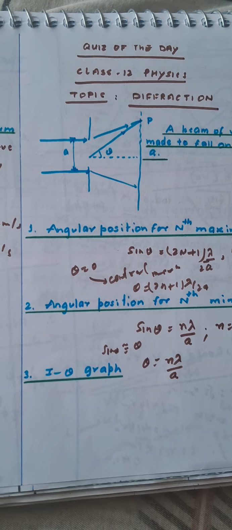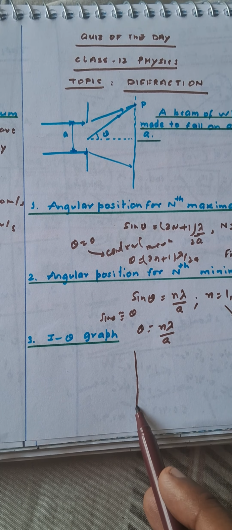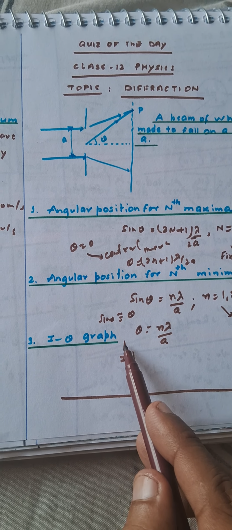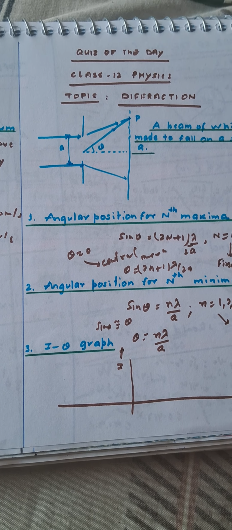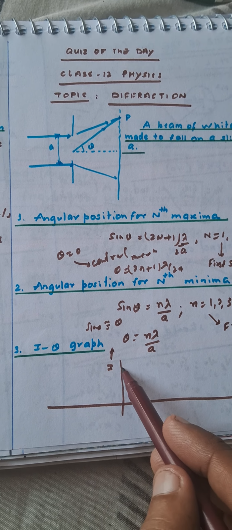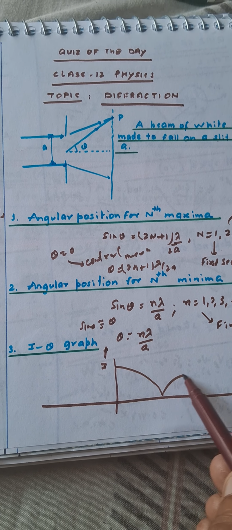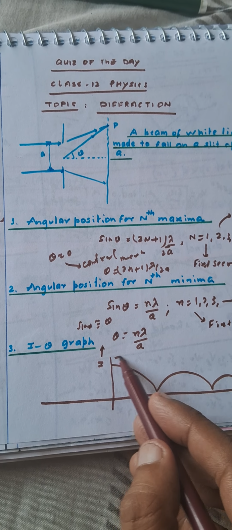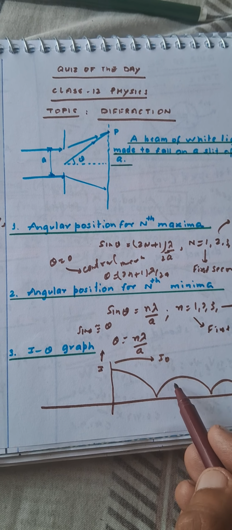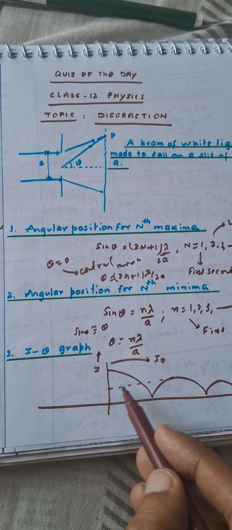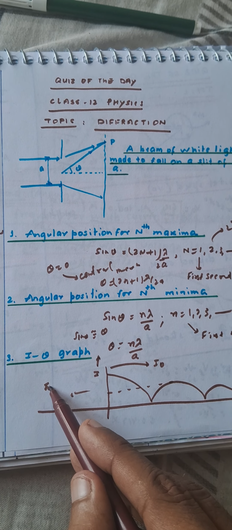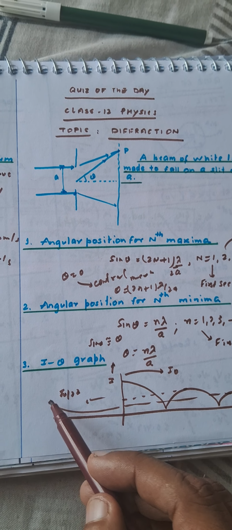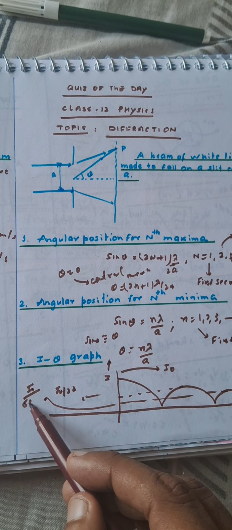Then we have intensity versus theta graph. So here intensity versus theta graph is very different from that of interference. It goes like this, and here if the intensity is I naught, it is I naught by 22, and here it is I naught by 62.5.